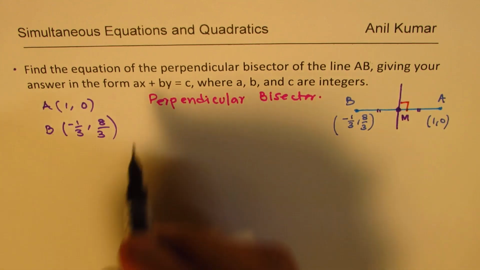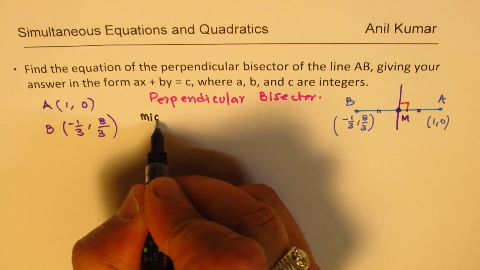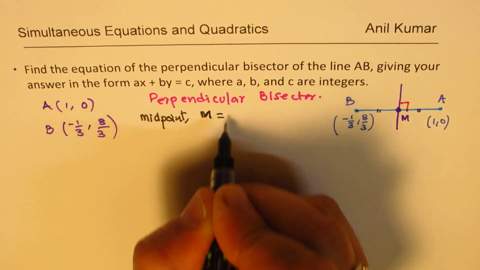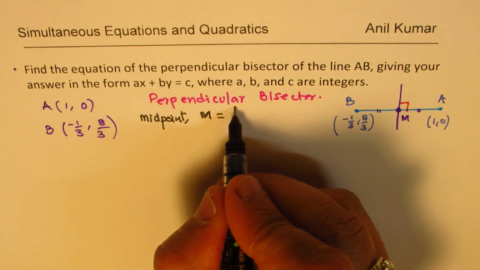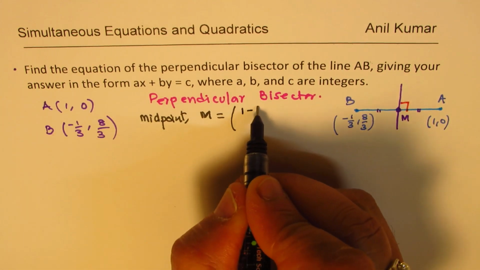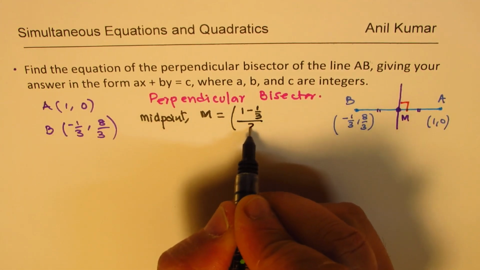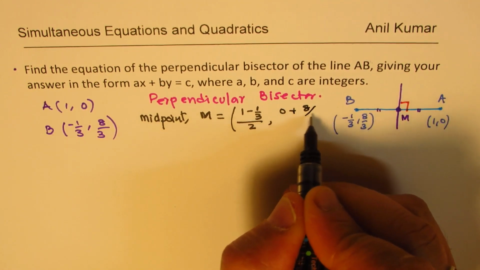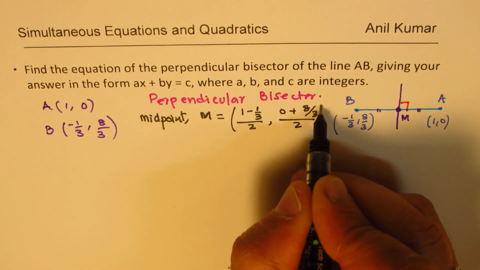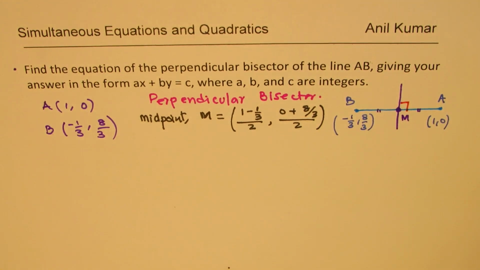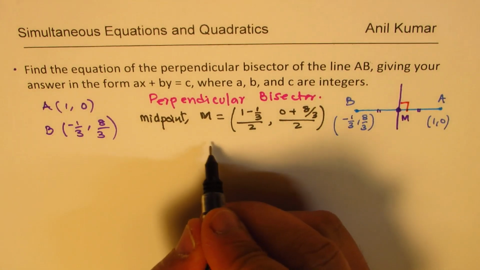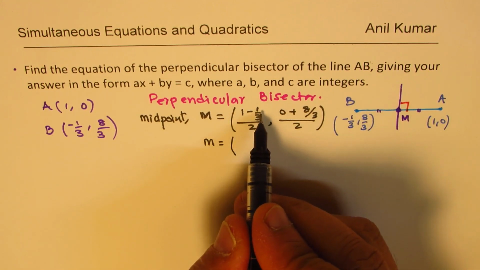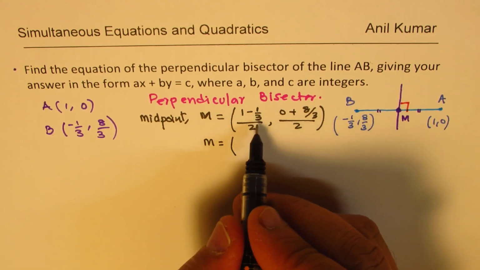So from here we get the midpoint. Let's call this M, which will be the average value, right? So the x value will be 1 minus 1 over 3 divided by 2. And the y value will be 0 plus 8 over 3 divided by 2, correct? So that becomes the value of the coordinates for M. So for us, M is what? So 3 minus 1 is 2 over 3, let's say.